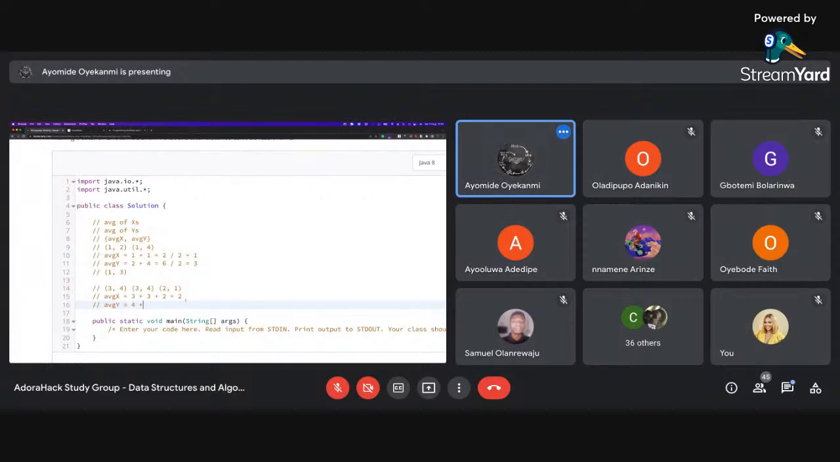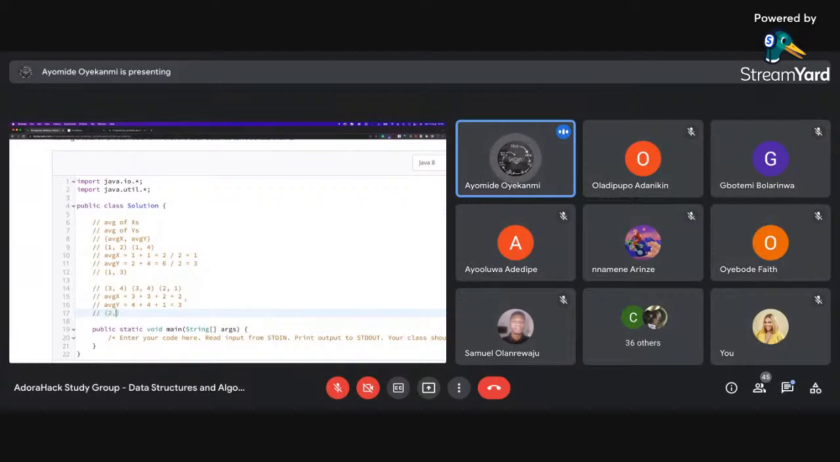4 plus 4 plus 1. This is what? 8, 9. 9 divided by 3, okay, this is cool. So this is 2, 3. So the location we get here is 2 and 3. Is 2 and 3 minimized?